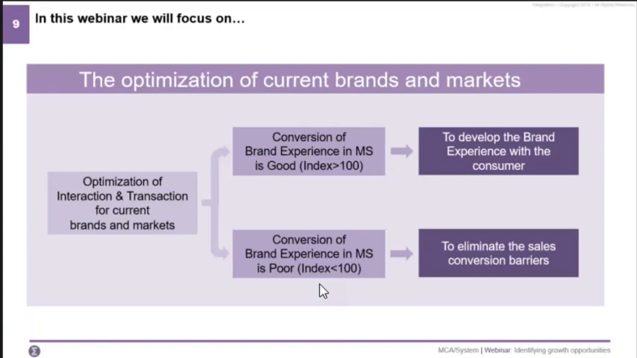Fundamentally, if you know that your sales process is working well, then growth is probably going to come from enhancing your brand experience further. If you've already identified that your brand experience conversion to market share is weak, then the action is going to be, what is the barrier and how do we go about eliminating that? So that's why we've split it into those two ways. So let's look at the first one. My brand experience share overall is good. Sorry, excuse me, my conversion rate is good. So where do I go to improve my brand experience?